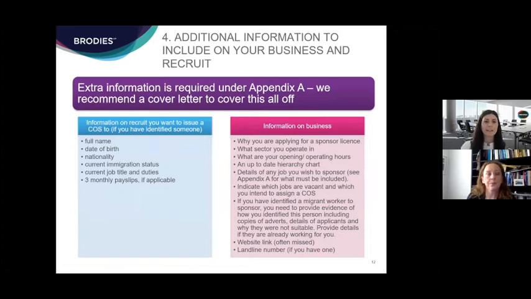Great, thanks Elaine. So on top of the supporting documents, UKBI also ask for a bit of extra mandatory information that's not included on your online form.